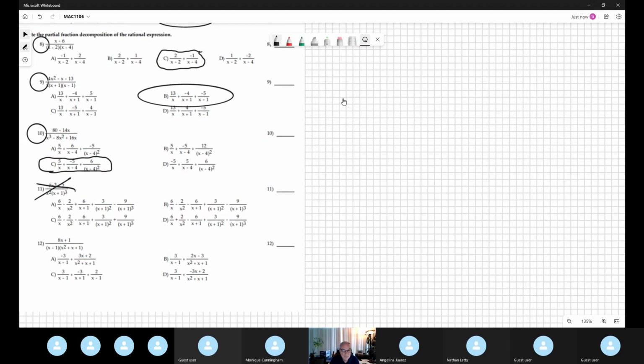So 12 is (ax plus 1) divided by (x minus 1)(x squared plus x plus 1). Wow. In this case, we have two factors in the denominator. Somebody did the factorization, not me. I appreciate so much this help.